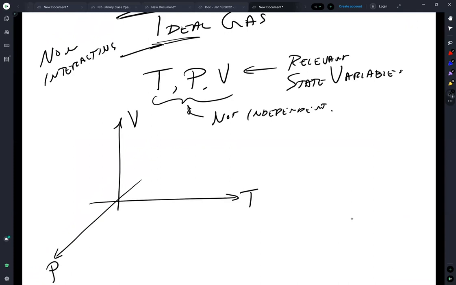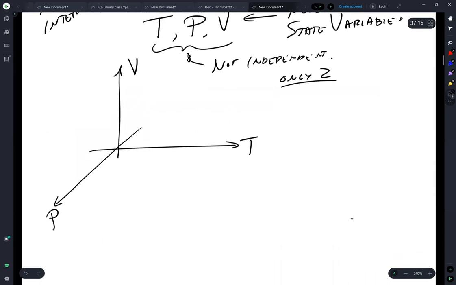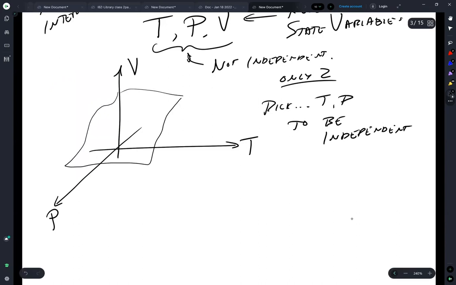We can take the balloon and put it under pressure, and that will change the volume and change the temperature. So only two are independent. For example, we can pick temperature and pressure. If we pick temperature and pressure and define these to be independent, then over here we have some surface, and this surface is V as a function of pressure and temperature. And we can move around on that surface.